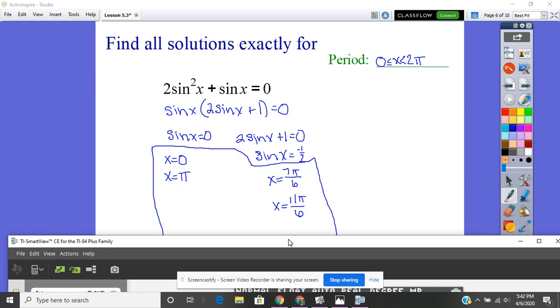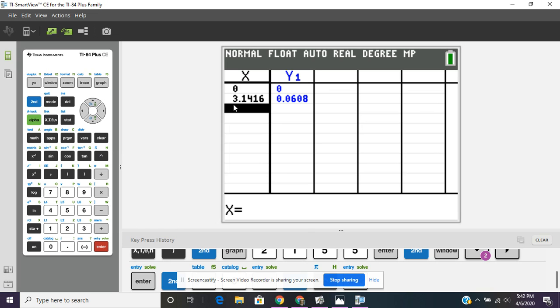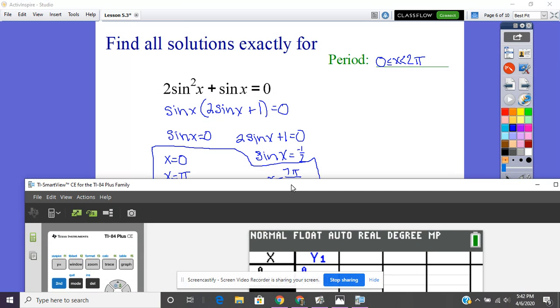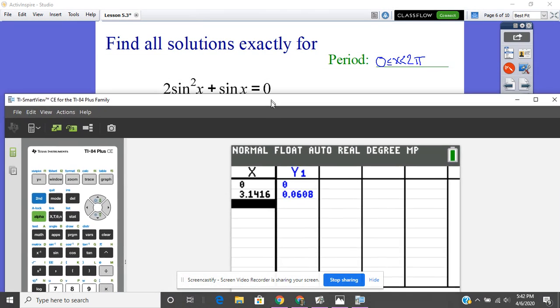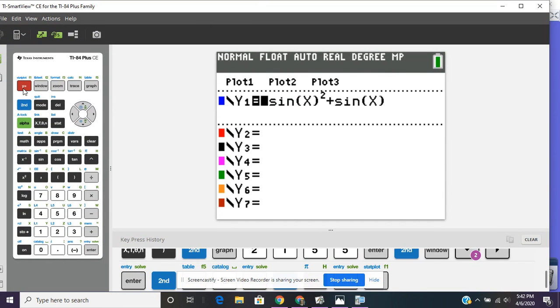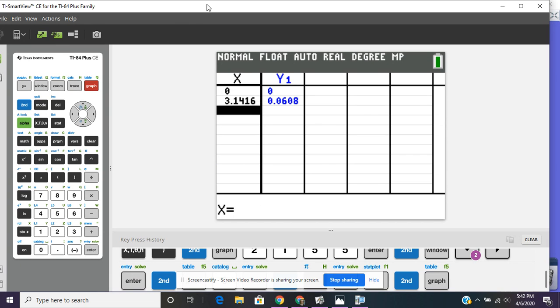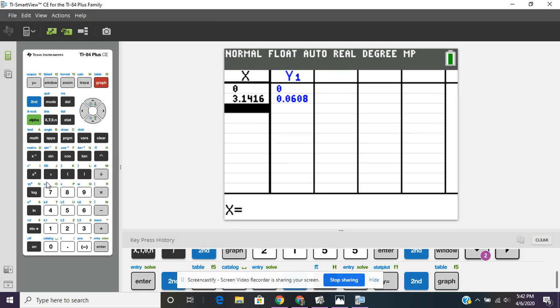So I'm going to check these. The first thing I'm going to do is check 0. Then I'm going to check pi. Pi is not 0. So notice pi doesn't give us the answer we want. So that one's going to be extraneous. I'm assuming I typed that in right. Yep. So pi is extraneous. It doesn't work. Then we're going to try 7 pi over 6.